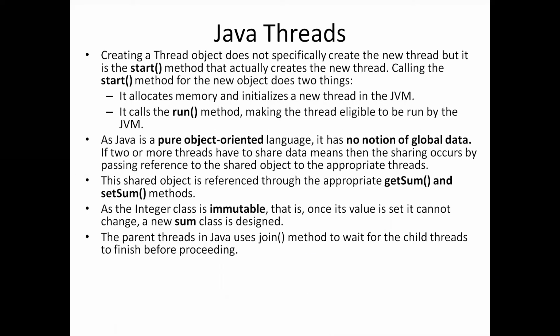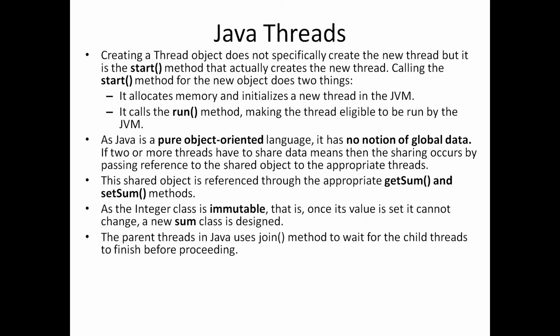Next, creating the thread object does not specifically create a new thread. Here we have a method called the start method that actually creates a new thread. When you call this start method, the thread actually gets created. If you only create the thread object, the thread will not get created. By using that thread object, we invoke the start method. At that time the actual thread gets created in Java.